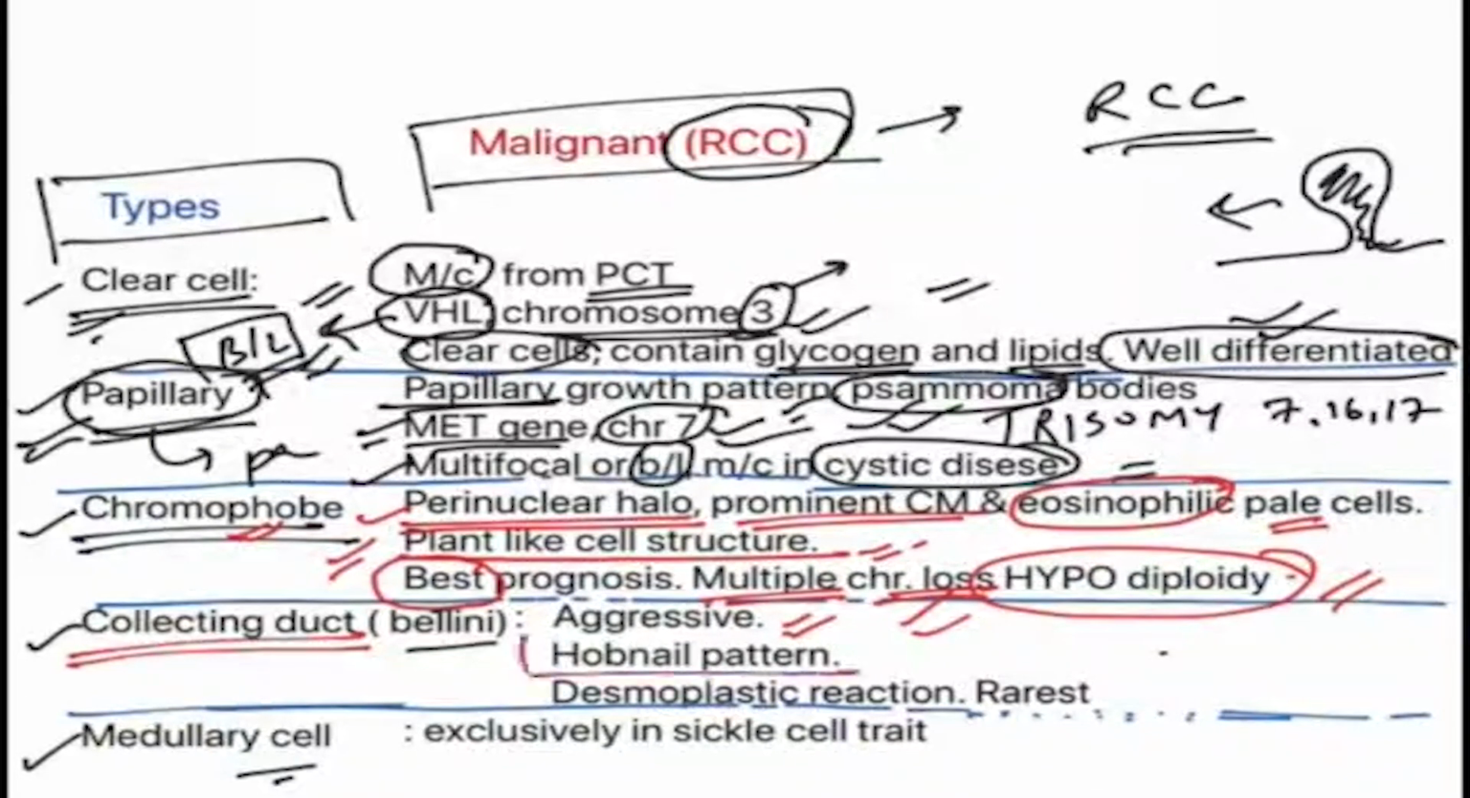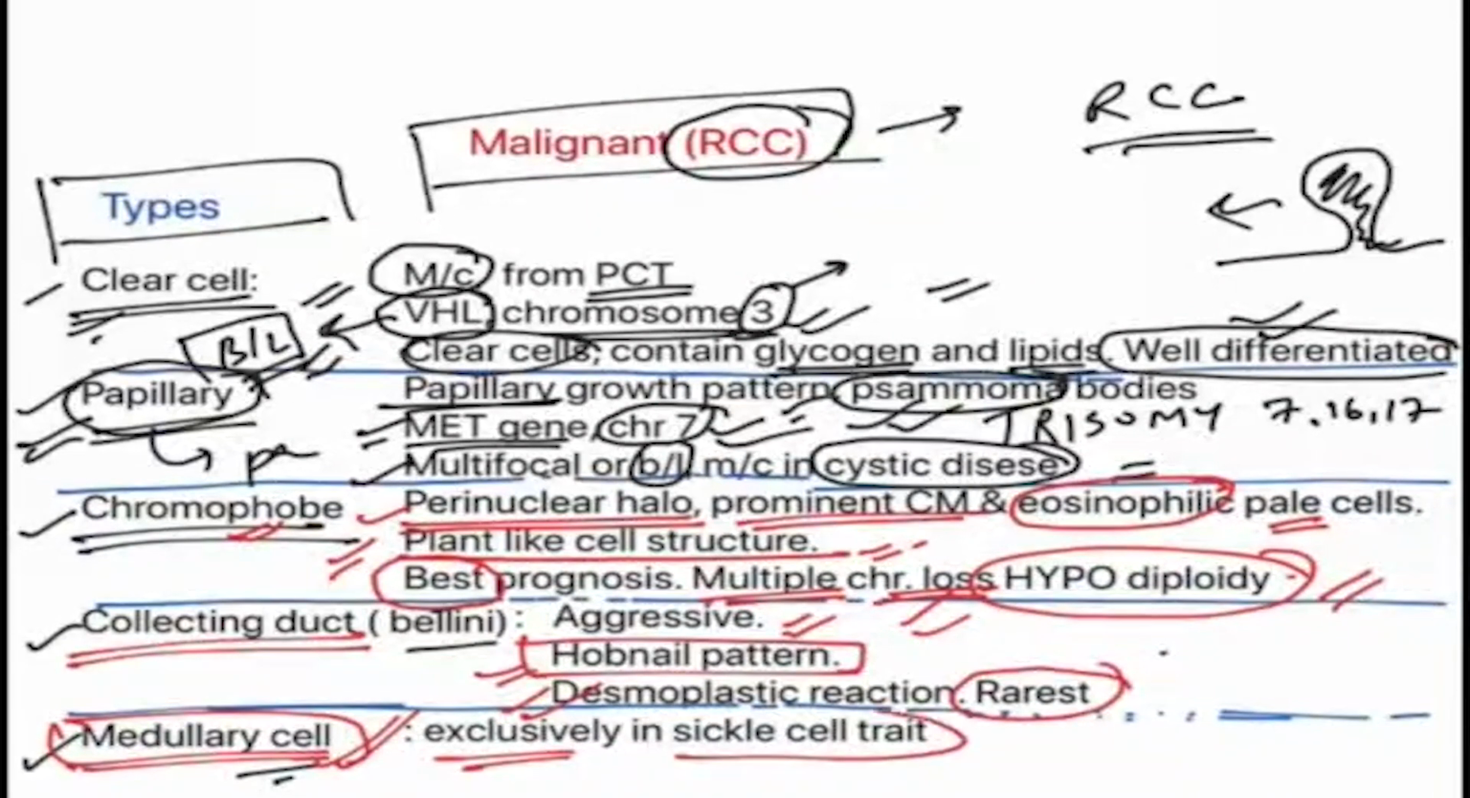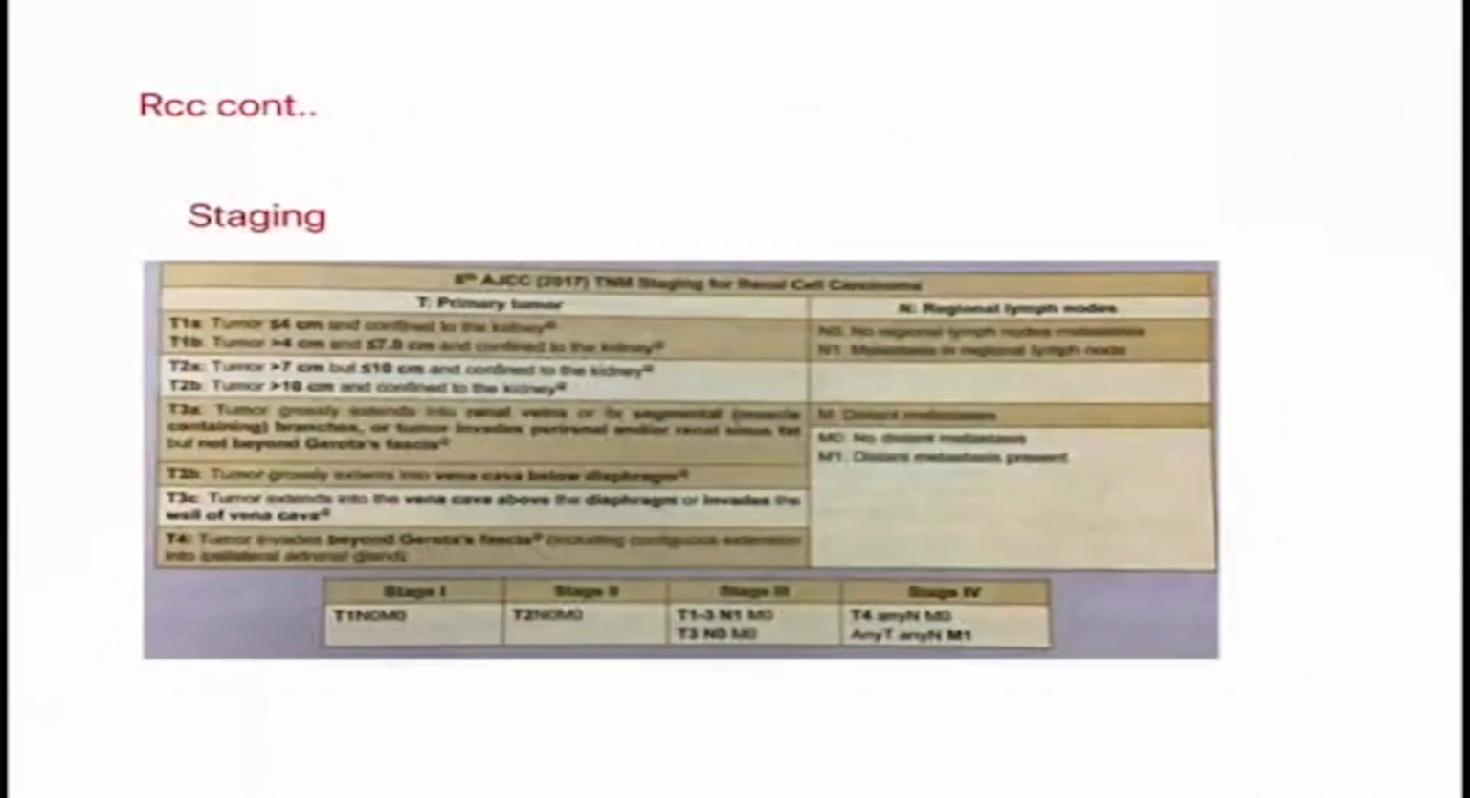Then coming to the collecting duct tumors, these are aggressive tumors having a hobnail pattern for MCQ, having desmoplastic reaction, and these are the rarest of malignant RCC tumors. Last one is medullary cell carcinoma, which originates from the medulla of kidney, and these are exclusively present in sickle cell trait.